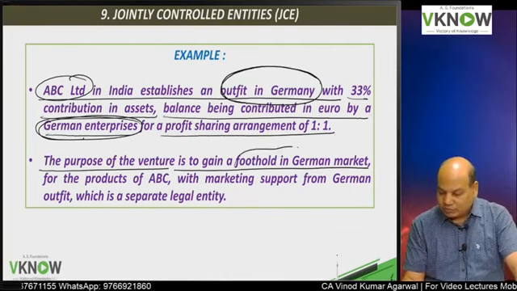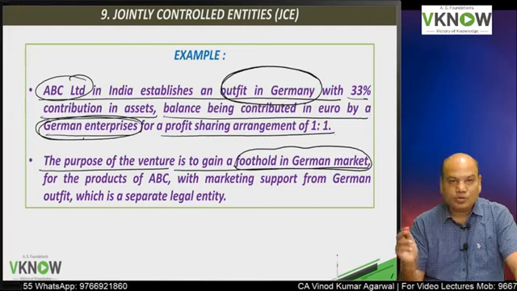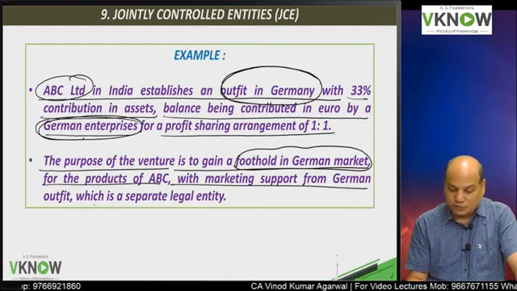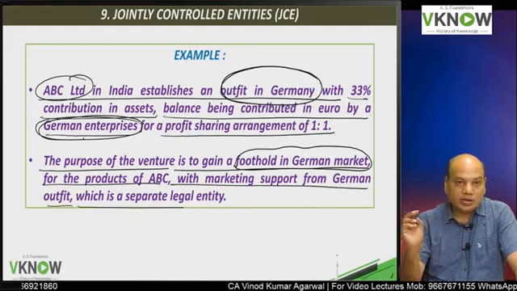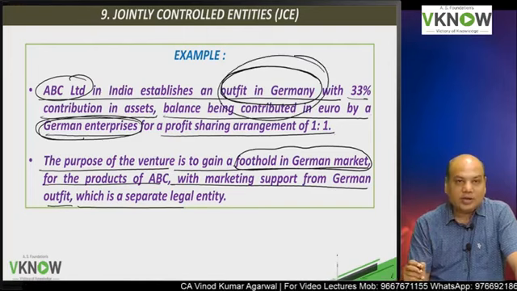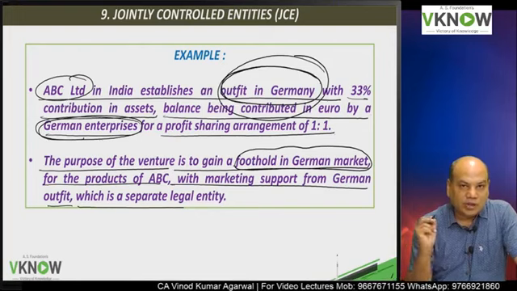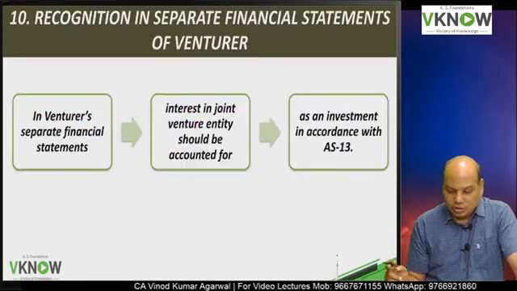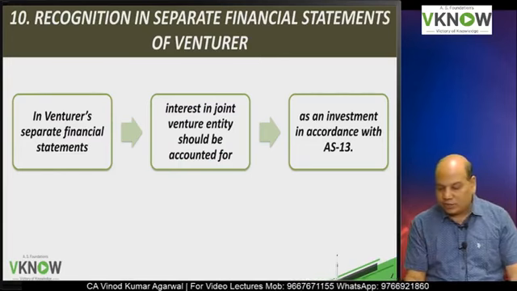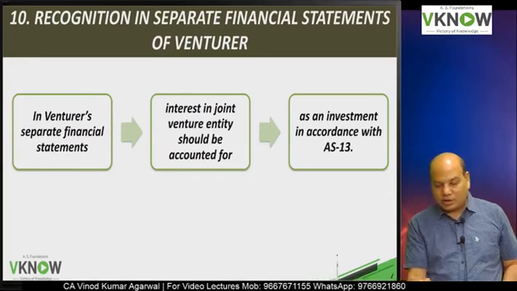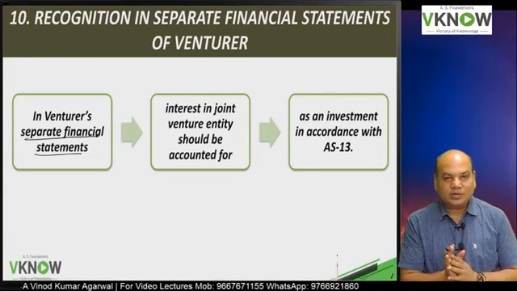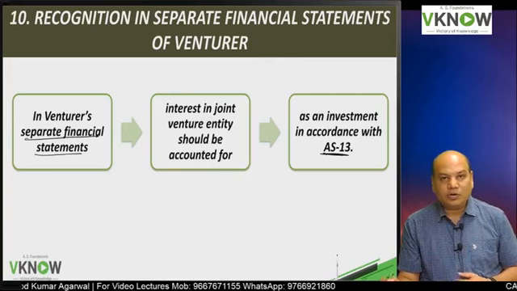You will get a foothold in the German market, you will be exposed to German customers, so that the products of ABC, with the marketing support from the German outfit, can be sold in Germany. But this new entity is a separate entity, and this type of arrangement is called a jointly controlled entity. Now what about the accounting treatment? Para 10. As far as separate financial statements are concerned, in the venturer's separate financial statement, AS 13 will be followed.